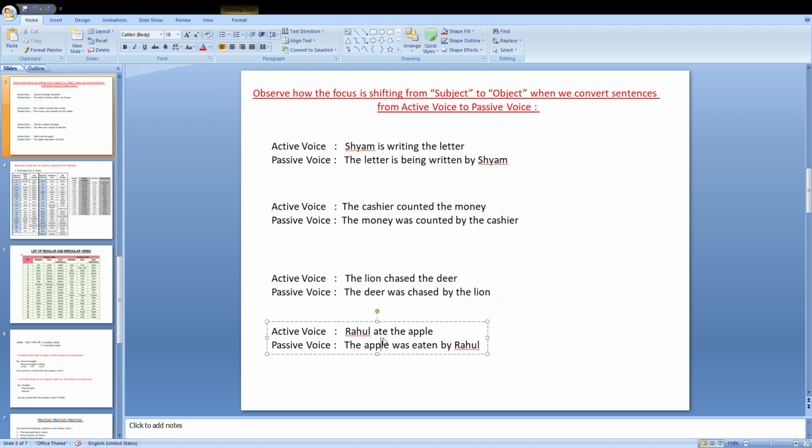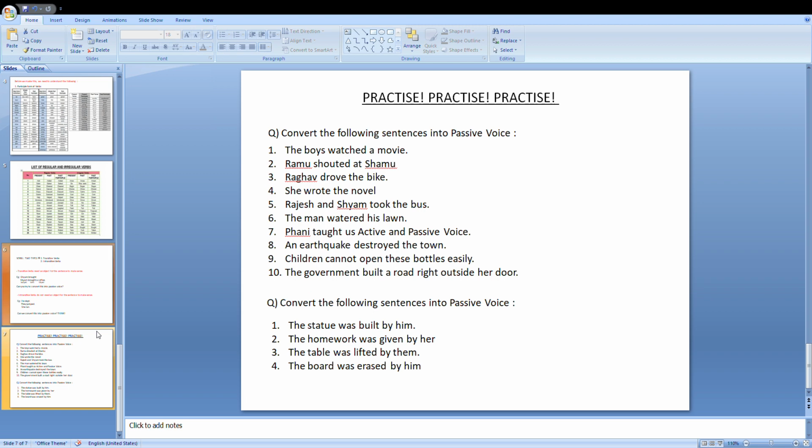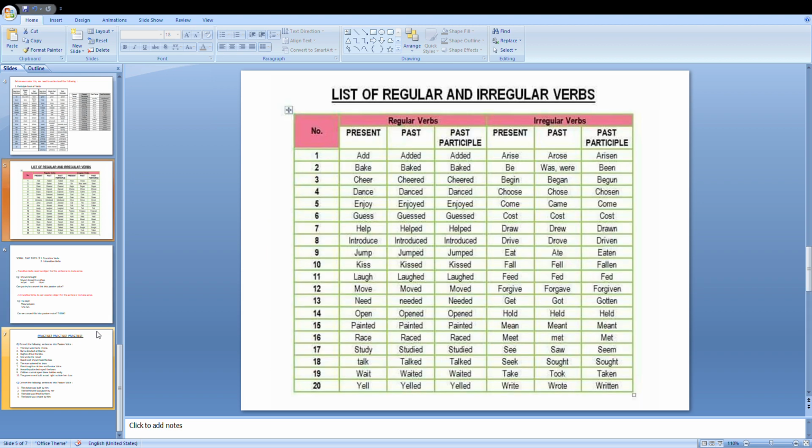Let's look at the last example that is on the screen again. Rahul ate the apple. Now the participle form of eat is eaten, and that is why we are using the word eaten here. So one thing that you always have to remember is when you are converting a sentence from active voice to passive voice, in the passive voice you use the participle form of the verb.